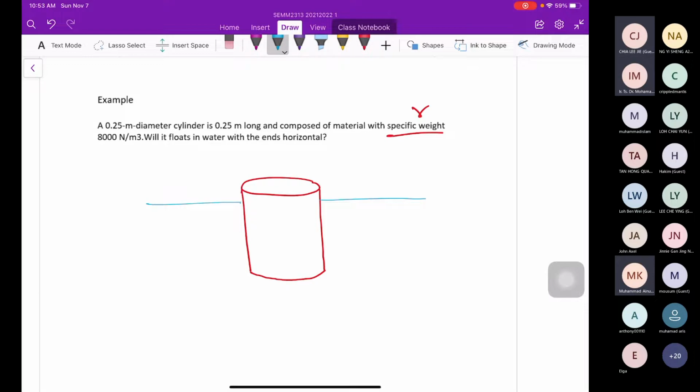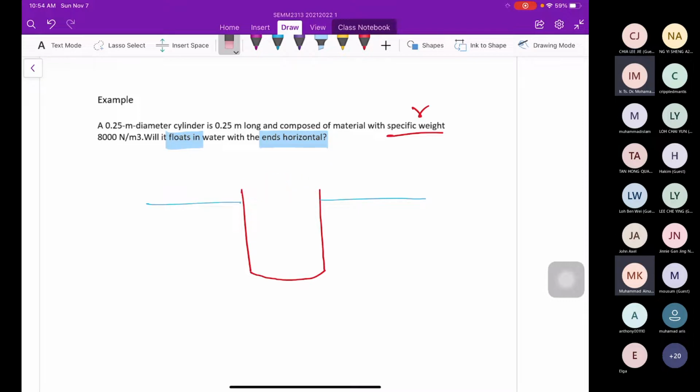So the question asks, will it float with the end horizontal? That means this is end horizontal, end to end, whether it topples in this direction or in this direction. Very simple. So you want to test whether this is stable or not, whether it topples in the end horizontal or not.